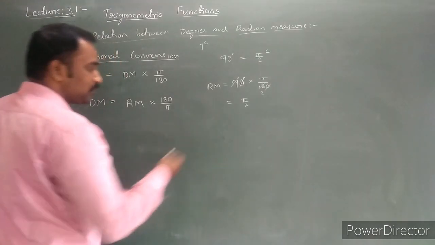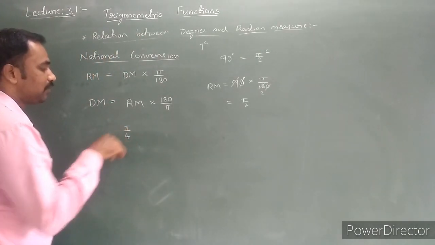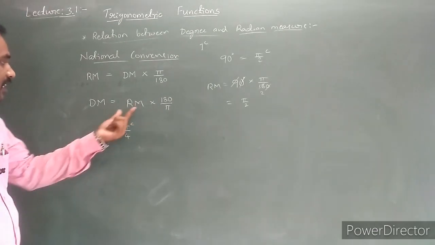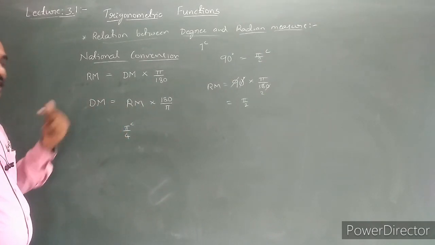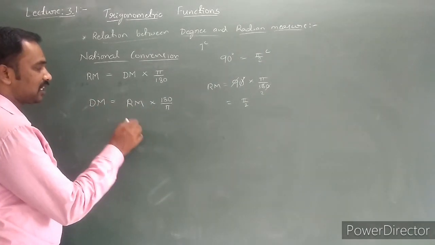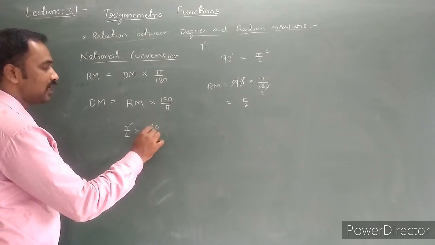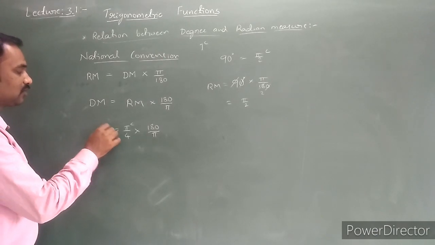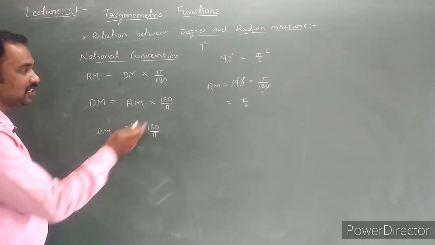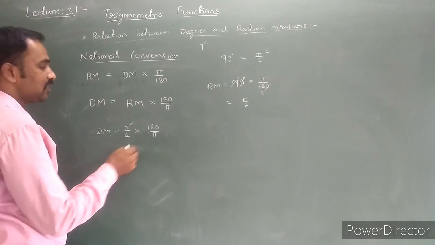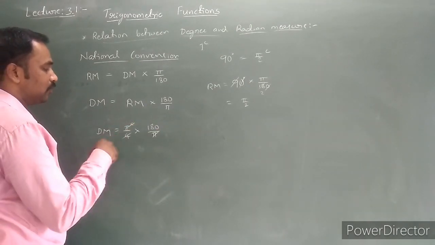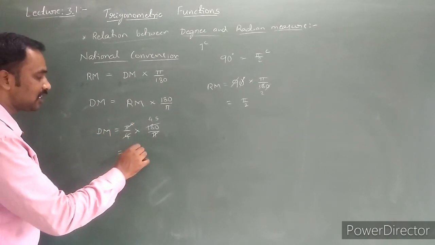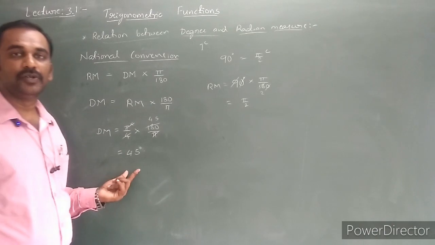Similarly, suppose they give pi by 4, which is the radian measure. Now we wish to get the degree measure. How do we get it? For the radian measure, multiply by 180 divided by pi. Radian measure times 180 by pi, so here pi gets cancelled. 4 ones are 4, 4 fours are 16... 4 fives are 20. What is the degree measure value? It is equal to 45 degrees.